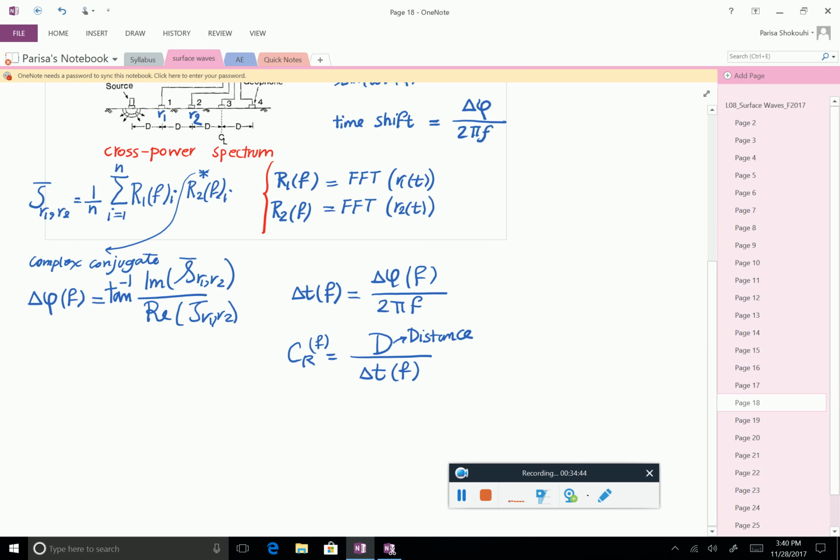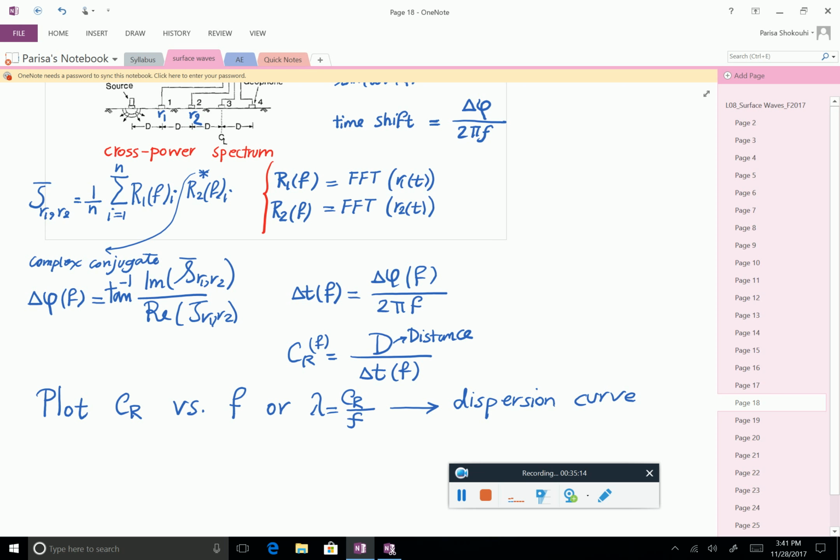One last thing. People plot CR versus F or lambda, which would be CR over F. So it kind of depends on itself, and gives you the dispersion curve. I think understanding this concept is very important, because this can be used for any two signals.